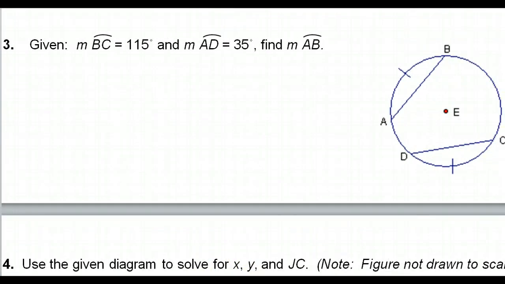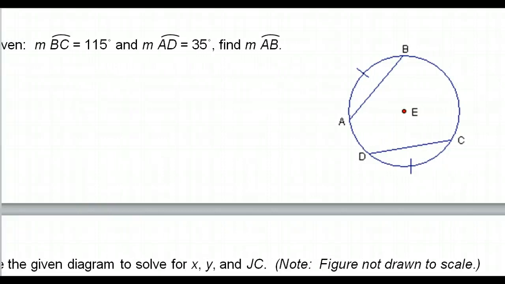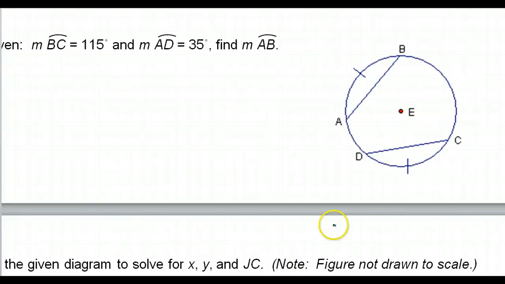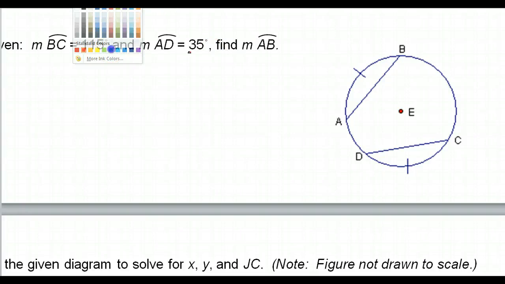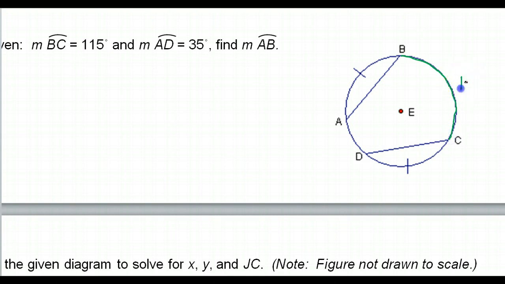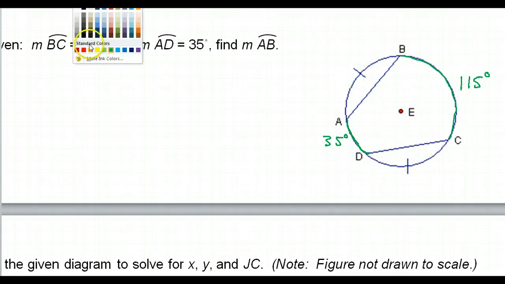All right, given that the measure of arc BC is 115 degrees. So we're told that arc BC here, shown now in green, is 115 degrees. And AD is 35 degrees. So that's this over here. So AD is 35 degrees. We're supposed to find the measure of arc AB.